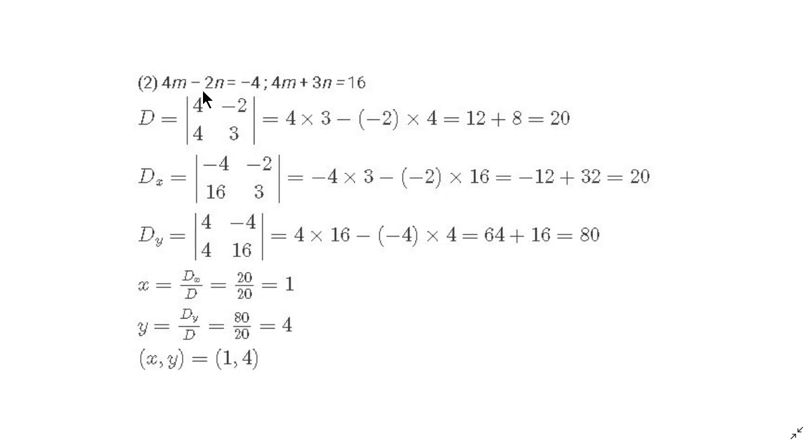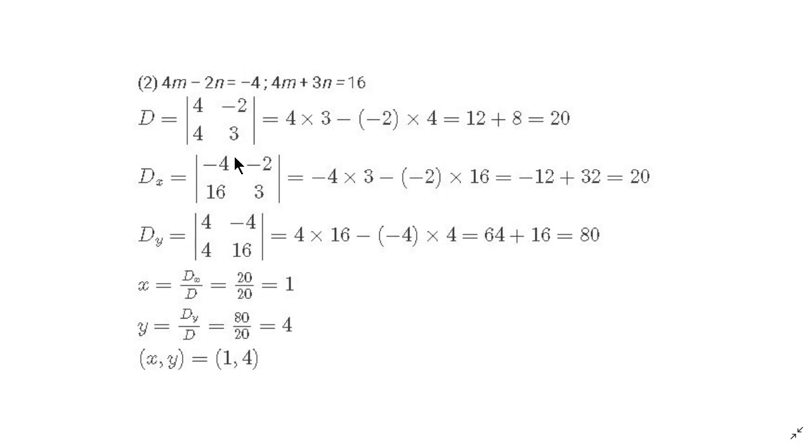Now it's the second. It's in the standard format. We can see here m, n, and the constants are on the right hand side, not on the left hand side. So these are in standard format. So what we can do is write step number 2 directly. D is equal to 4, minus 2, 4, 3. Now when we write Dx, just replace these x values. These two are x values, 4 and 4, the coefficients of x. So replace these with minus 4 and 16.